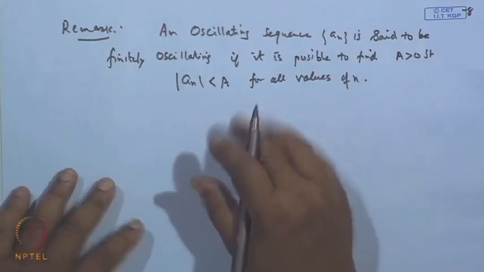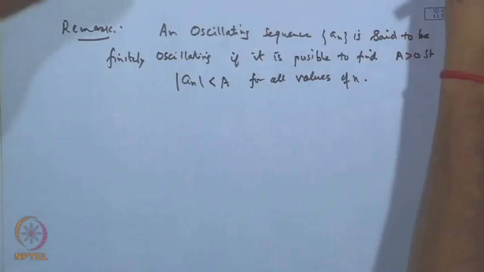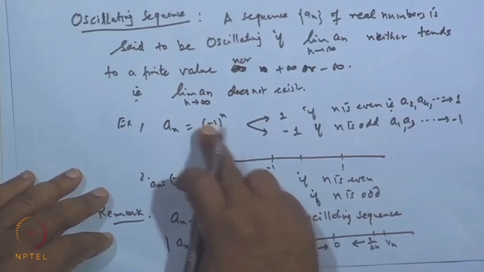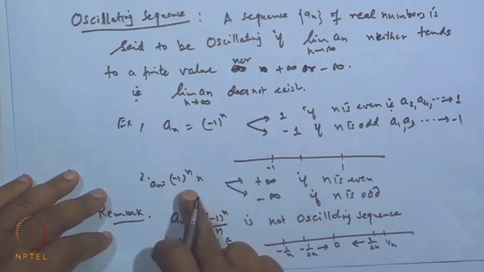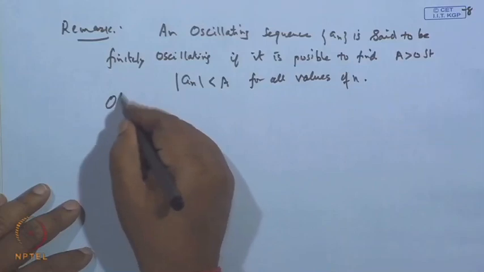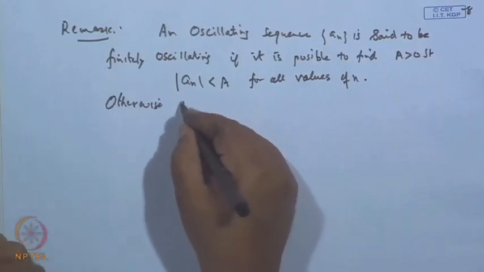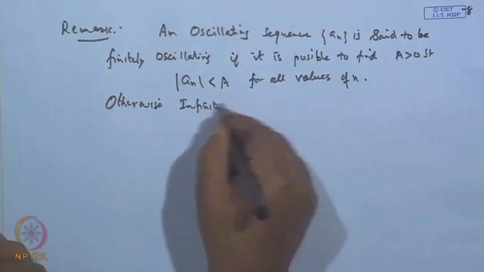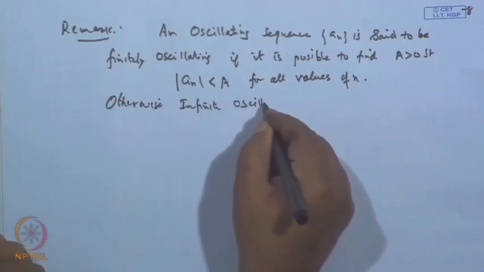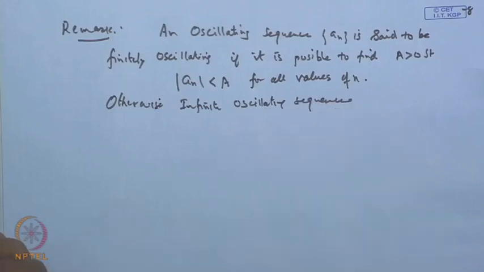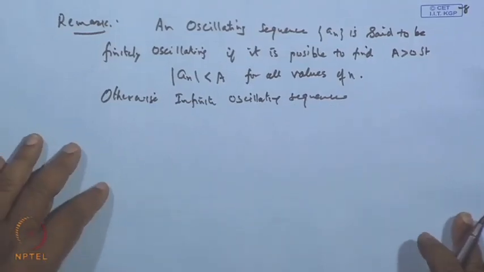We are able to get it just like this series. This sequence is finitely oscillating because a number can be obtained such that the mod is bounded, but otherwise, if you cannot find such a number, it is an infinite oscillating sequence. So we can characterize these two.